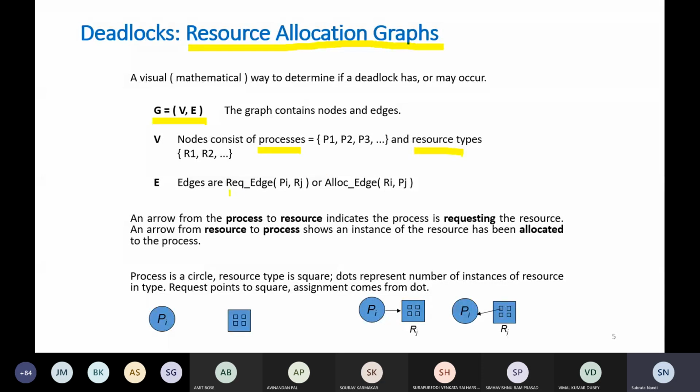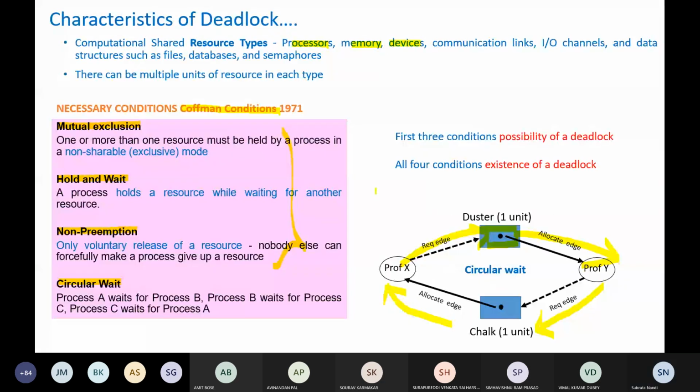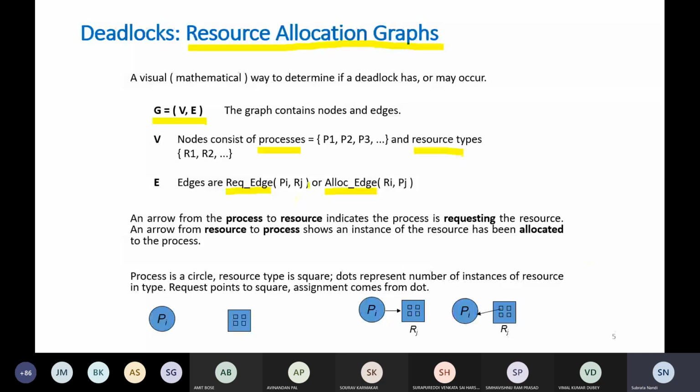And the edges consist of 2 types of edges. One is the allocation edge and the other is the resource request edge. As you can see, there is a requesting edge here, and there is an allocation edge, denoted by solid lines, and the request edge as a dashed line. So there are 2 types of edges and 2 types of nodes through which this resource allocation graph is composed.